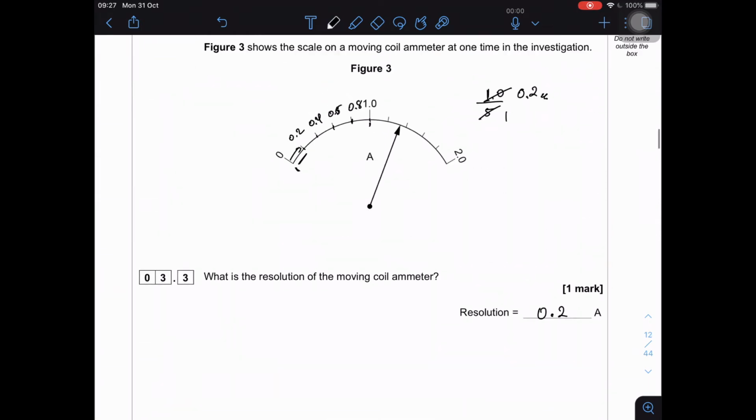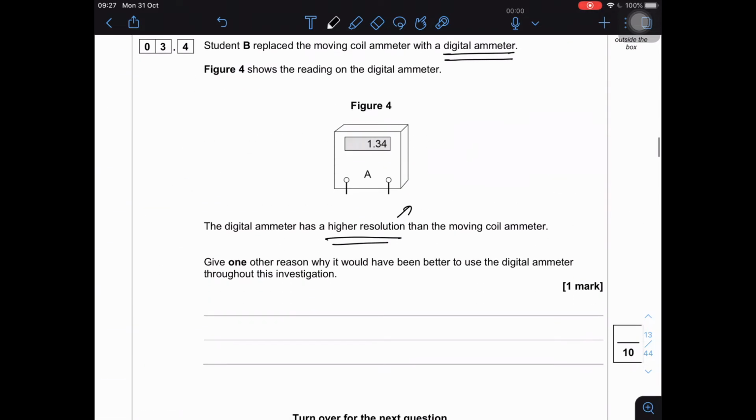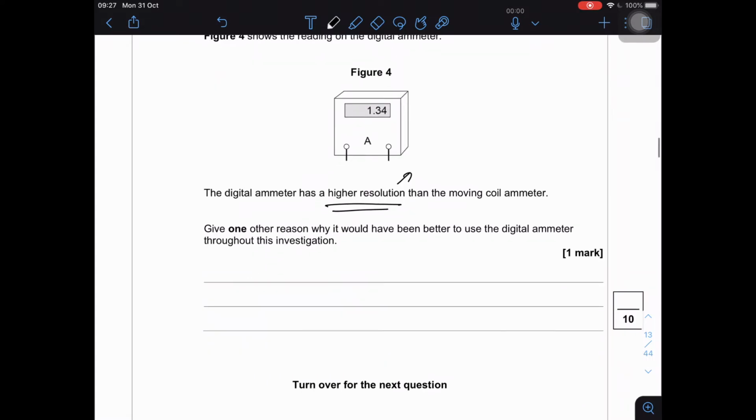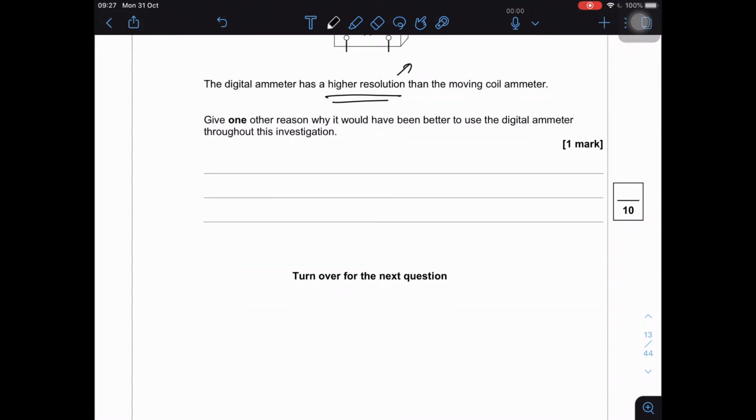That means one of the problems with this moving coil ammeter is that you can't detect 0.1 or 0.001, because it's very difficult to measure something in between. It's either 0.0 or 0.2, clearly. Whereas a digital ammeter is giving 1.34. It will give you 0.23, things like that. So it has a higher resolution. That's what it means. So why is it better?